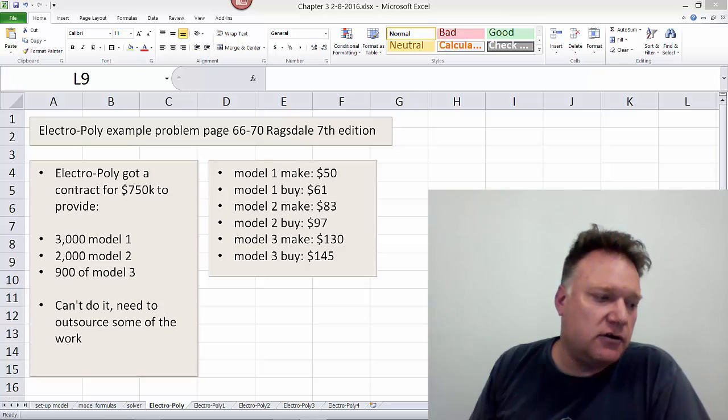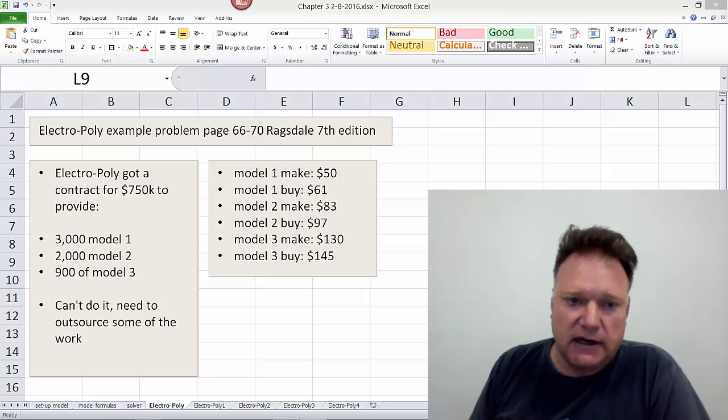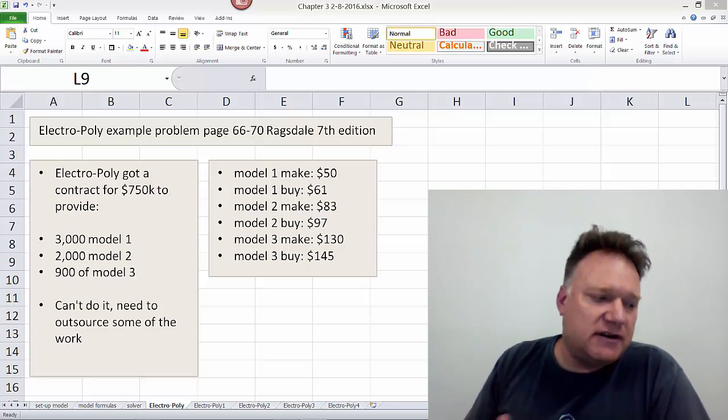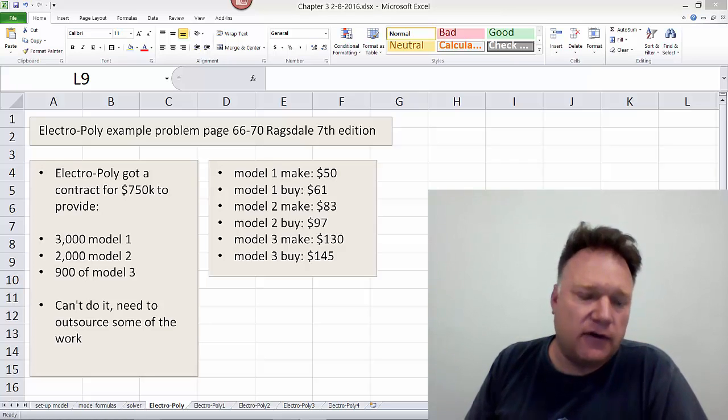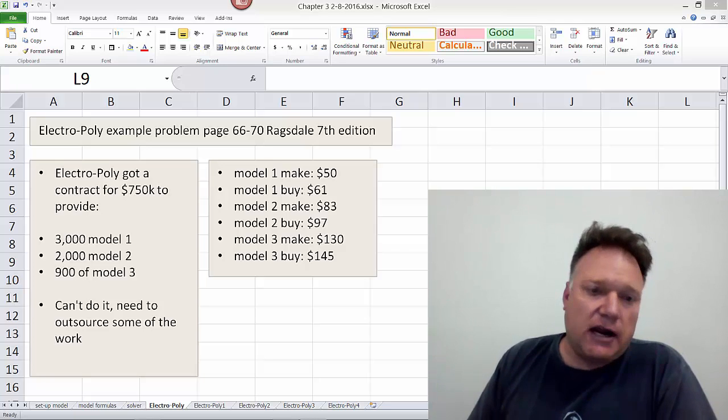And it tells you here on page 67 what the problem is. They have a limited amount of hours available for wiring and for harnessing each of these units. Each unit requires a different amount of harnessing time, and they have a different amount available. That will be important when we build our constraints.